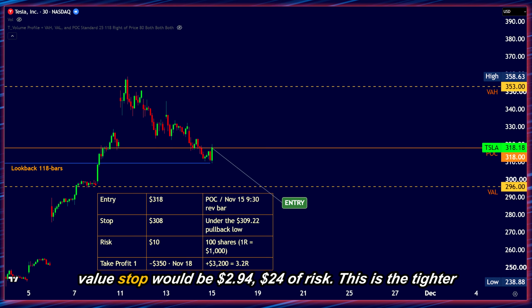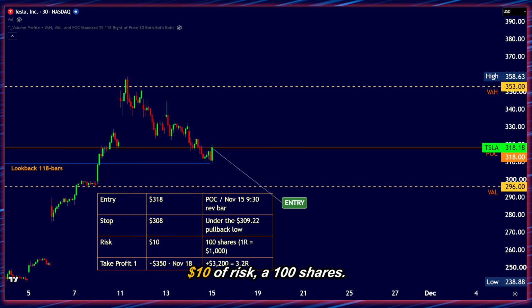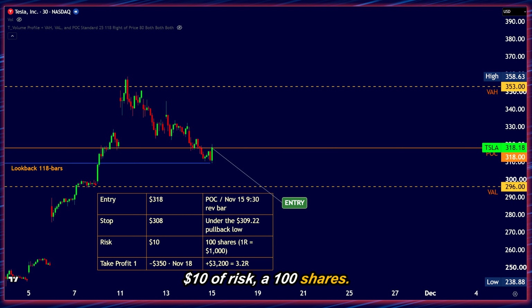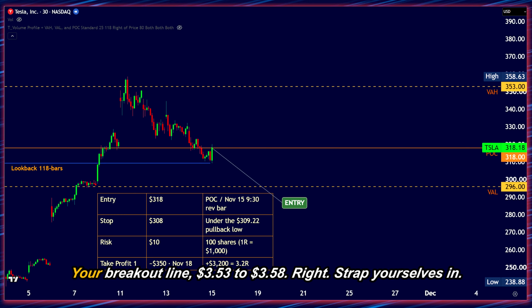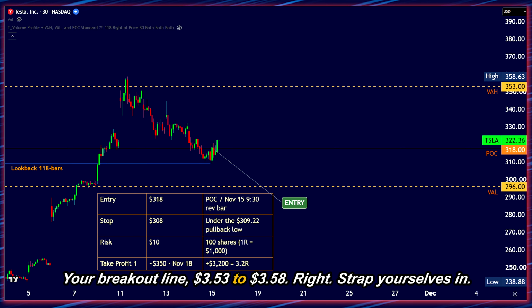A true value stop would be 294, $24 of risk. This is the tighter structural version. $10 of risk, 100 shares. Then you let the thin profile do the work, trailing the POC up behind price. Your breakout line, 353 to 358.